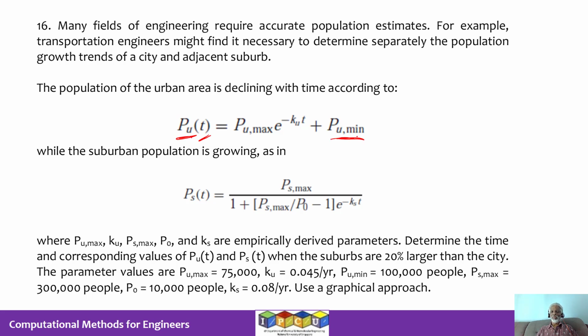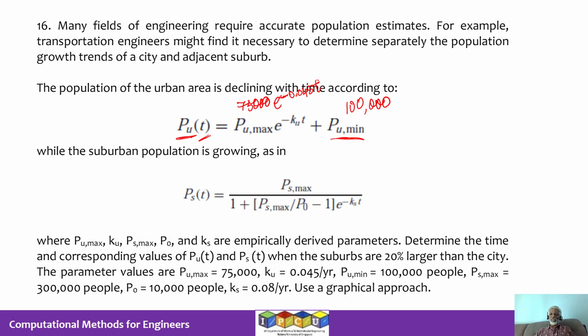So there is a PU min, the minimum value, which is 100,000 as given in the question. So PU min is 100,000 and PU max is 75,000, and we have e to the power of minus Ku, where Ku is 0.045 per year, times t, and t is going to be in years. So this is the equation for PU.